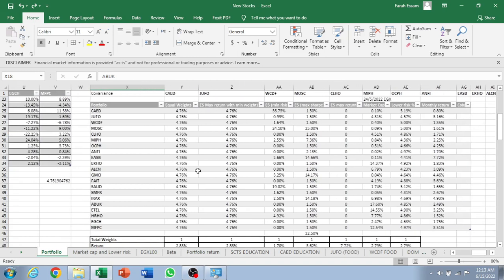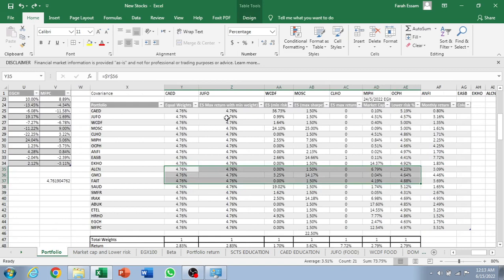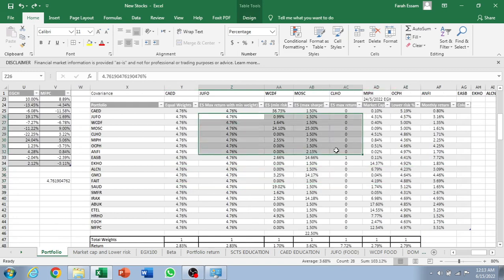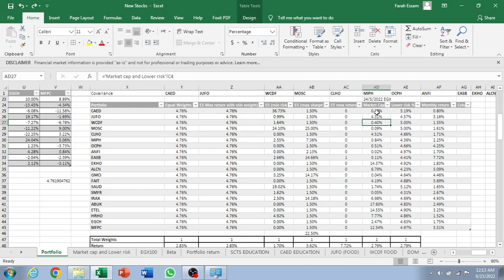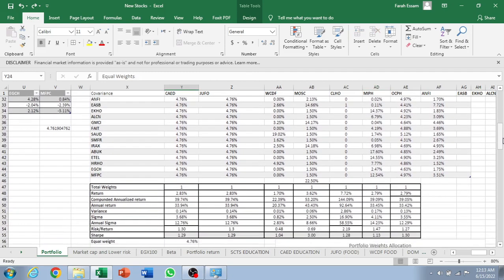And as you can see, I have 7 weighting strategies, and 4 of them involve Excel solver, and the others are the market capitalization weighting strategy, lower risk percentage weighting strategy, and the equal weighting strategy. For all of the stocks, I calculated the following: the summation of the total weights, the return, compounded annualized return, annual return, variance, sigma, annual sigma, or the standard deviation, risk to return ratio, and Sharpe ratio.